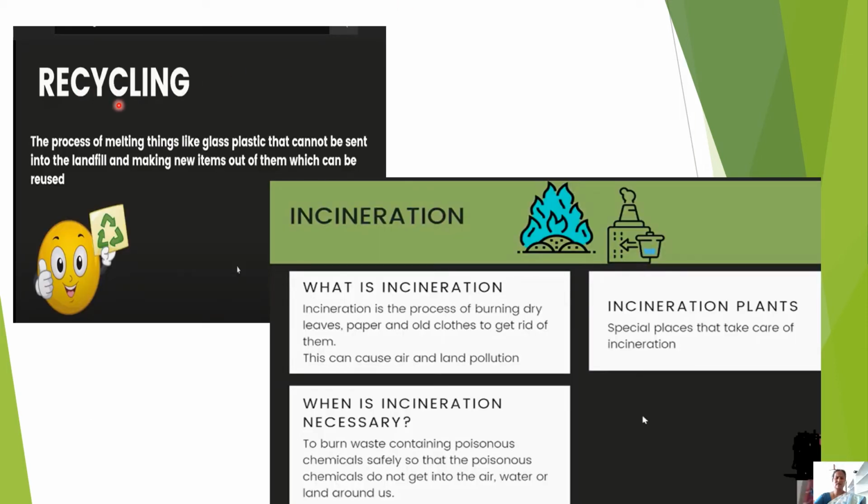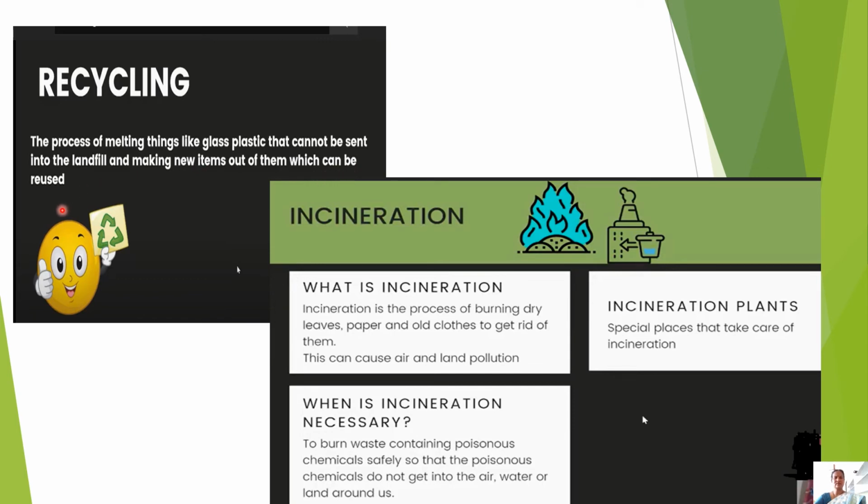The next way is recycling. What happens to the glass and plastics we cannot send to the landfill? These can be melted and made into new containers and used again. This is called recycling. Recycling means the process of melting things like glass and plastics that cannot be sent into the landfills and making new items out of them which can be reused.